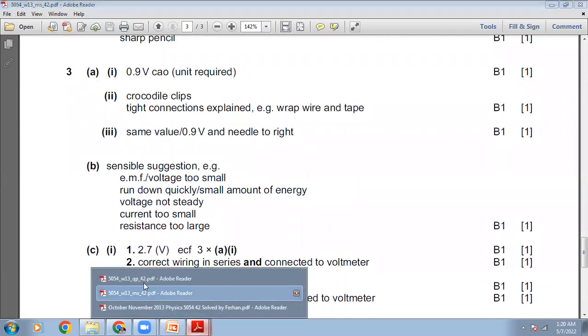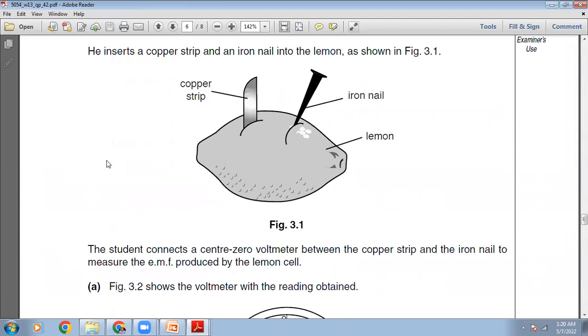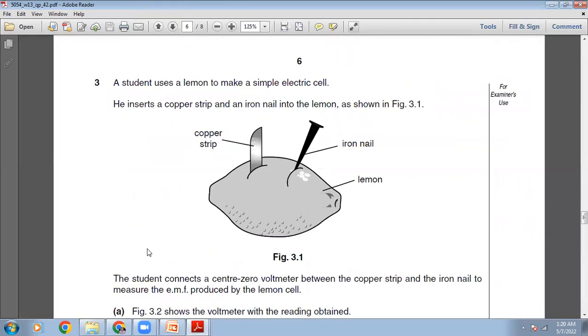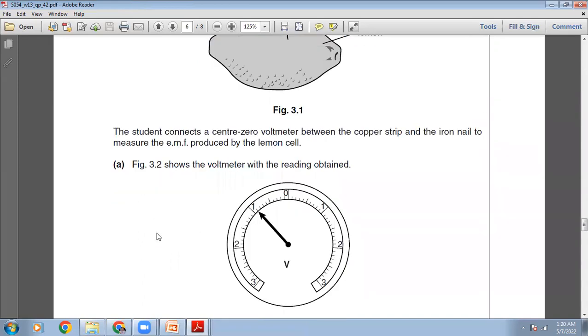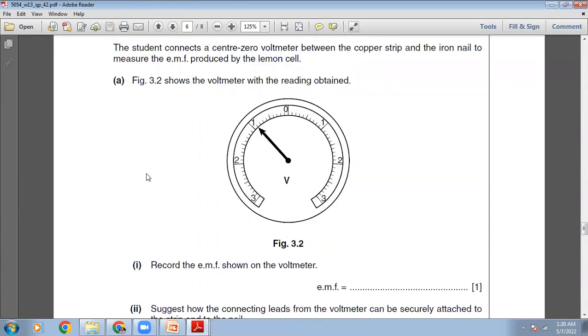So we are going to the next question, that is question number 3. He says, a student uses a lemon to make a simple electric cell. He inserts a copper strip and an iron nail into the lemon as shown in figure 3.1. So you take a lemon and two different metals, this is copper and this is a nail, and this will act like a cell automatically. The student connects a center-0 voltmeter between the copper strip and iron nail to measure the EMF produced by the lemon. Figure 3.2 shows the voltmeter with the reading obtained.